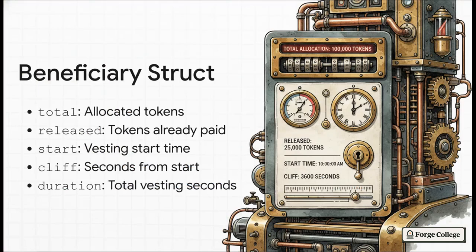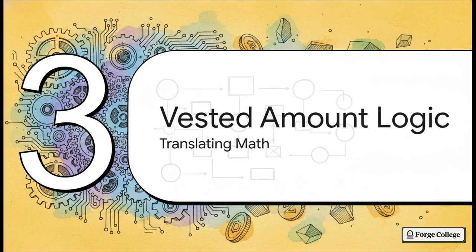Section 2. The beneficiary blueprint. To make this work, we encapsulate all our data into a single struct. Think of this beneficiary struct as a digital punch card. It keeps track of the total allocation owed, what's already been paid out, the exact start time, and the specific seconds that dictate both the cliff and the overall duration. It's neat, it's tidy, and it gives the contract literally every piece of context it needs in one perfectly packaged bundle.